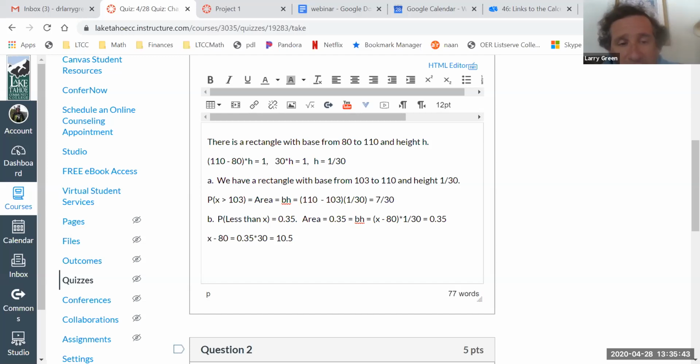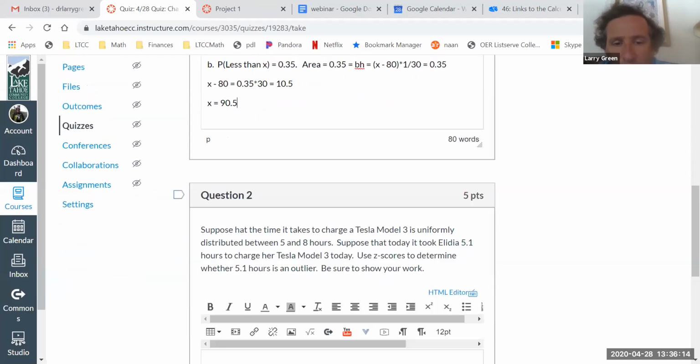And now we want to get X by itself. So what is X equal to? Yeah, 90.5. And that's our 35th percentile. Any questions at all on part B? Any questions on part B? Okay, let's move on to question 2.